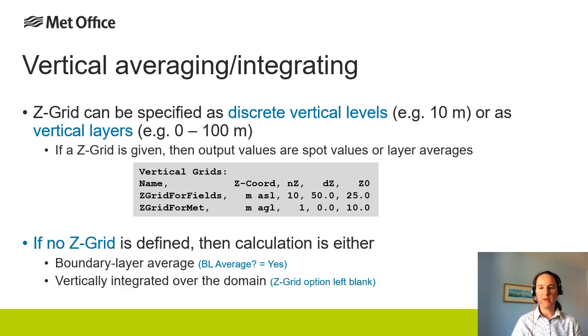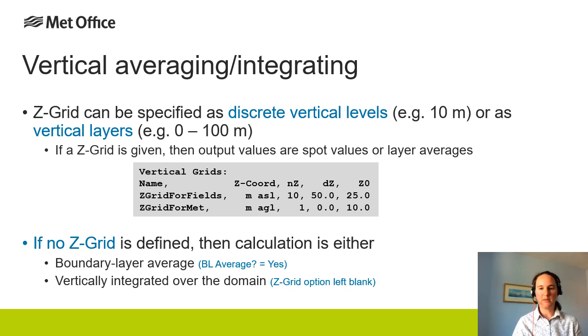Now, in a similar method to the method used for hgrid, we can also specify no zgrid. So you saw on the first slide that our output requirements block had no zgrid. Then there are two things that we might do after this. Firstly, we could then have a boundary layer average. So we would put boundary layer average question mark equals yes.